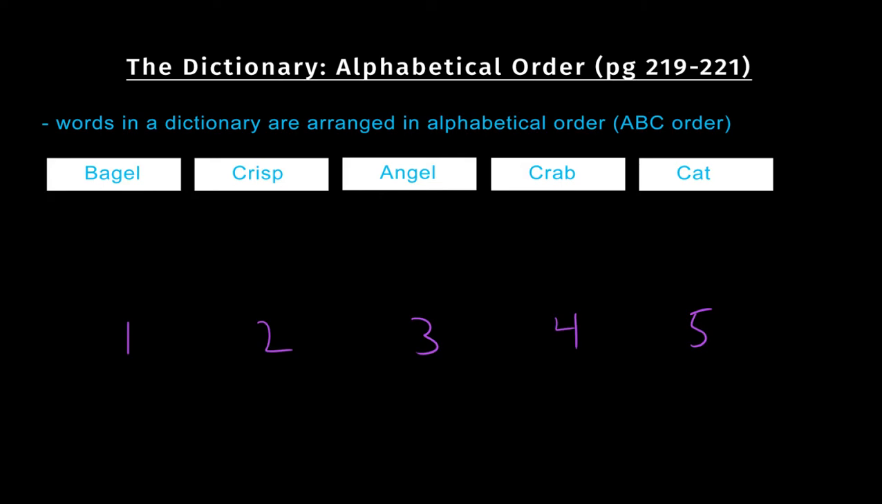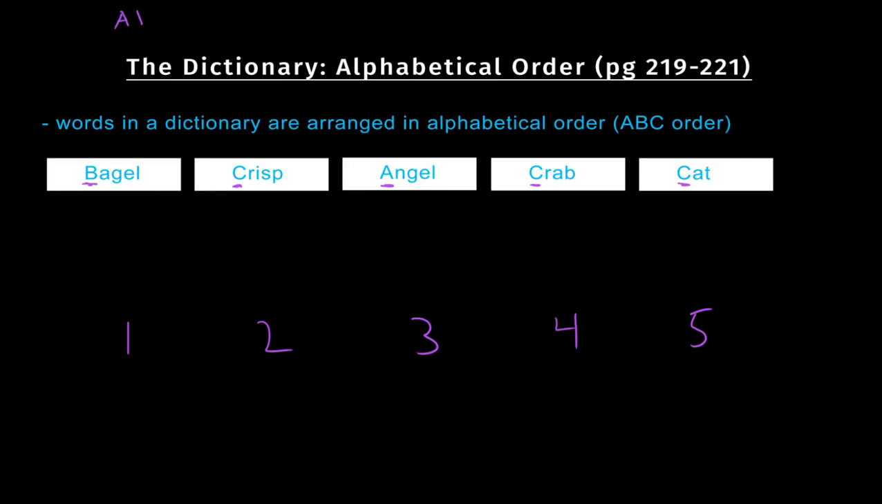So right here I have 5 words. They are bagel, crisp, angel, crab, and cat. So if I were to ask you to arrange these words in alphabetical order, which word would come first, which one would come second. So let's go over some rules on arranging items in alphabetical order. So first thing you want to do, of course, look at the first letter of each word and see which letter comes first.